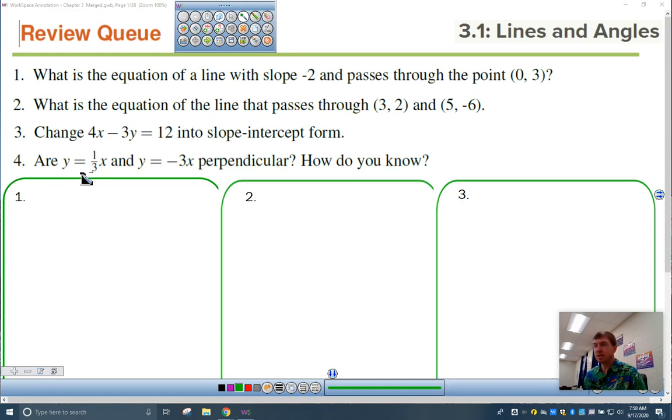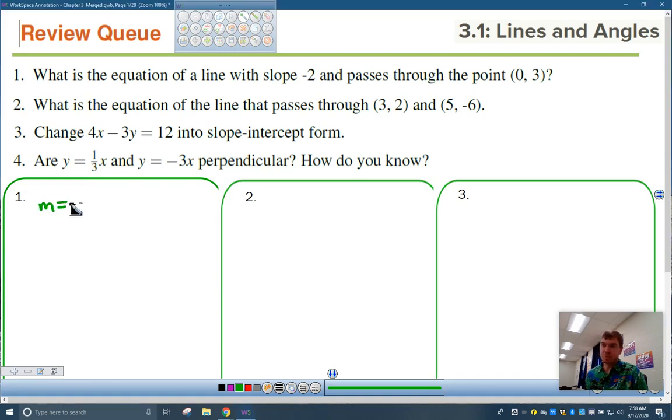What is the equation of a line with a slope of -2 and passes through the point 0, 3? Well, they tell me what my slope is. That's -2. The point 0, 3, if I plotted it, would be on the y-axis. So I know my slope, and I know that my line is going to pass through that point. So for this particular coordinate, I know that it's my y-intercept. So I could just go ahead and write this as y equals -2x plus 3. That's going to be the answer.